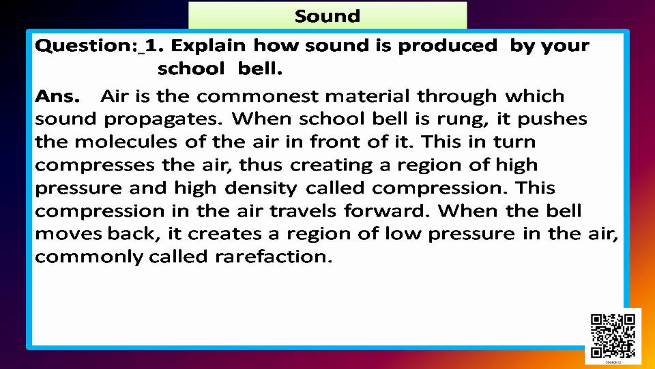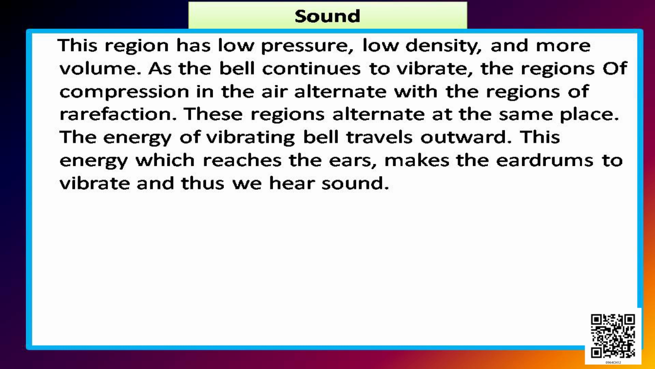When a school bell is rung, it pushes the molecules of the air in front of it. This in turn compresses the air, thus creating a region of high pressure and high density called compression. This compression in the air travels forward. When the bell moves back, it creates a region of low pressure in the air, commonly called rarefaction. This region has low pressure, low density and more volume.